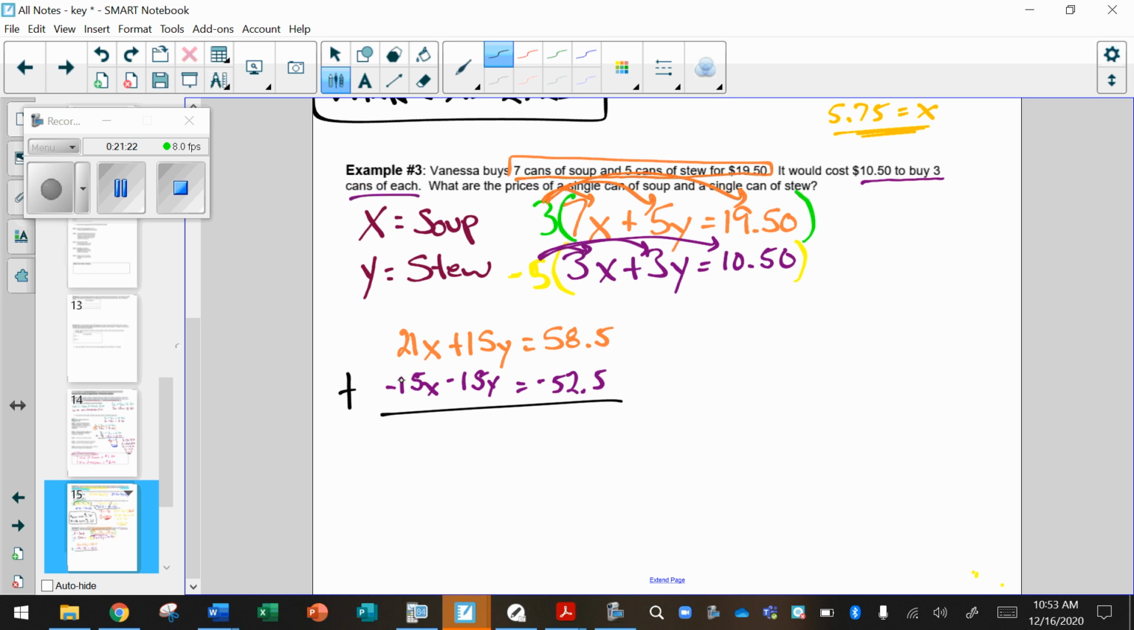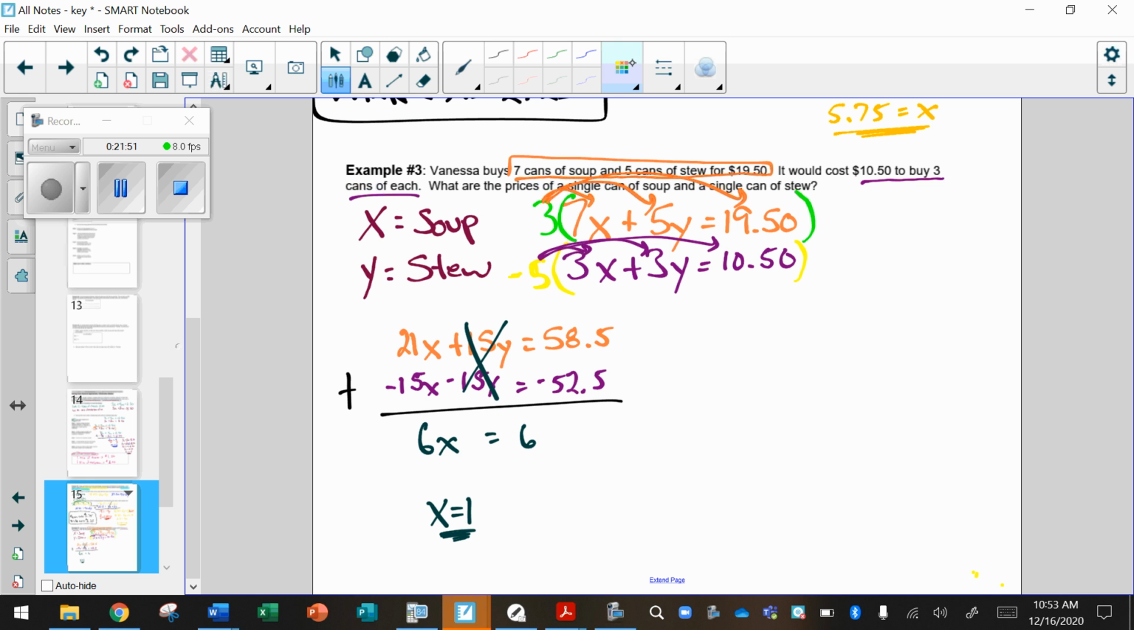The work I did allows me to set up my equations and just add them together so that the y values cancel out. 21 minus 15 for the x's is 6x. And then 58.5 minus 52.5 is 6. Dividing both sides by 6 to get x alone, x is 1. So that means each can of soup is $1.